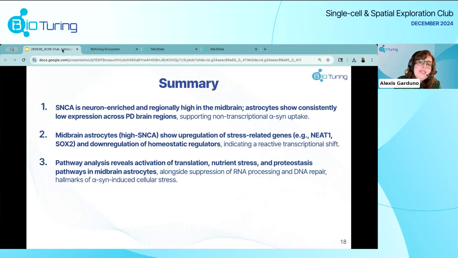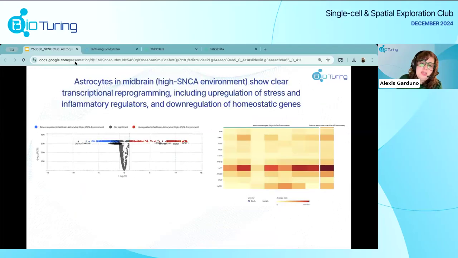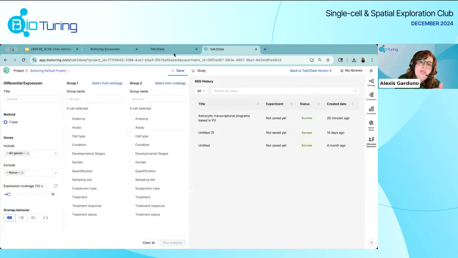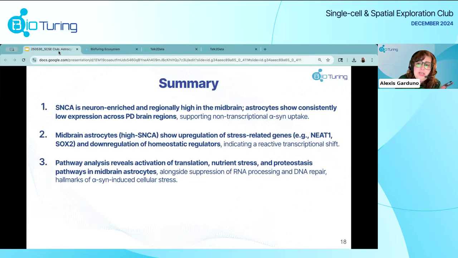The second part was once we isolated only astrocytes and wanted to look further at the transcriptional differences, really utilizing the differential gene expression feature. We saw that the midbrain astrocytes with high enrichment of this encoding factor showed an upregulation of stress-related genes. For example, NEAT1 or SOX2, which was shown in the volcano plot here. So we can see very specifically that in the high environment, there are other markers encoding this specific function.